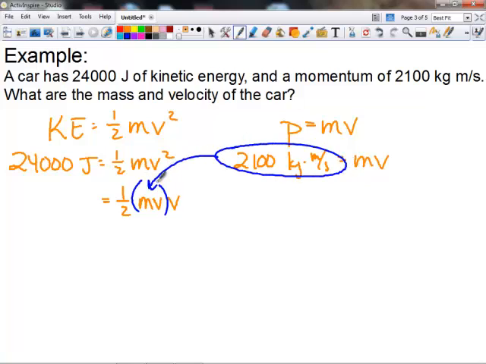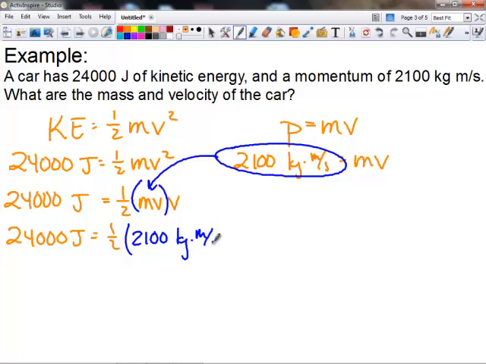Okay? If you wanted to, you could solve for m in terms of v and the number, or solve for v in terms of m and the number, however you want to do it. This is the easiest way for me, but you can choose to substitute however you want to. Okay, so where we have the mv, we can now put 2,100. So 24,000 joules equals 1/2, and I'll write this in blue to show our substitution, times 2,100 kilograms meters per second times v. 1/2 times 2,100 is 1,050.